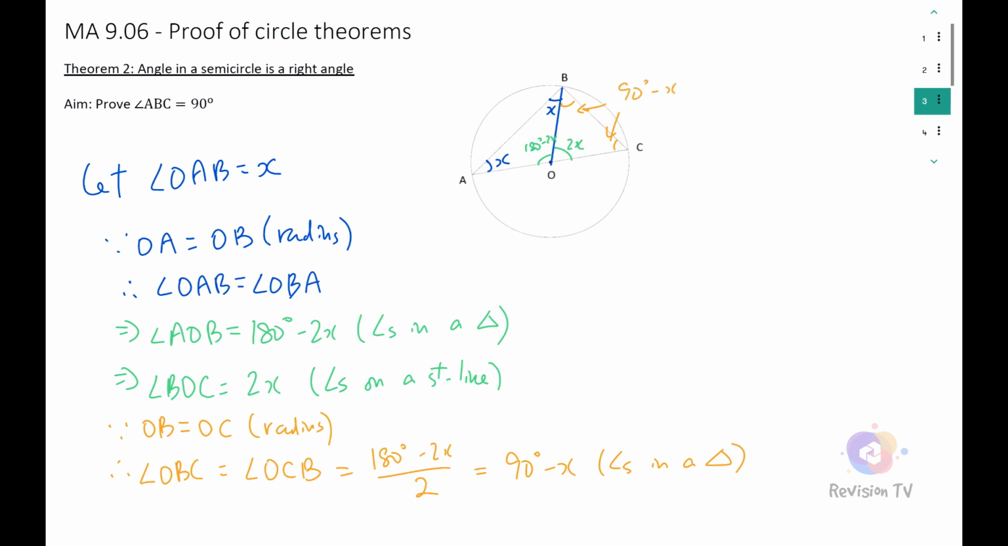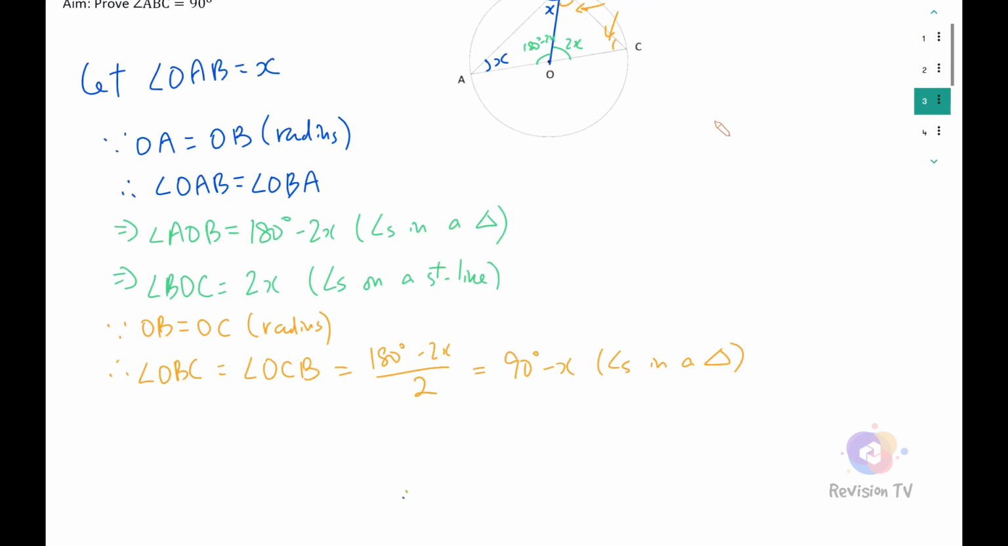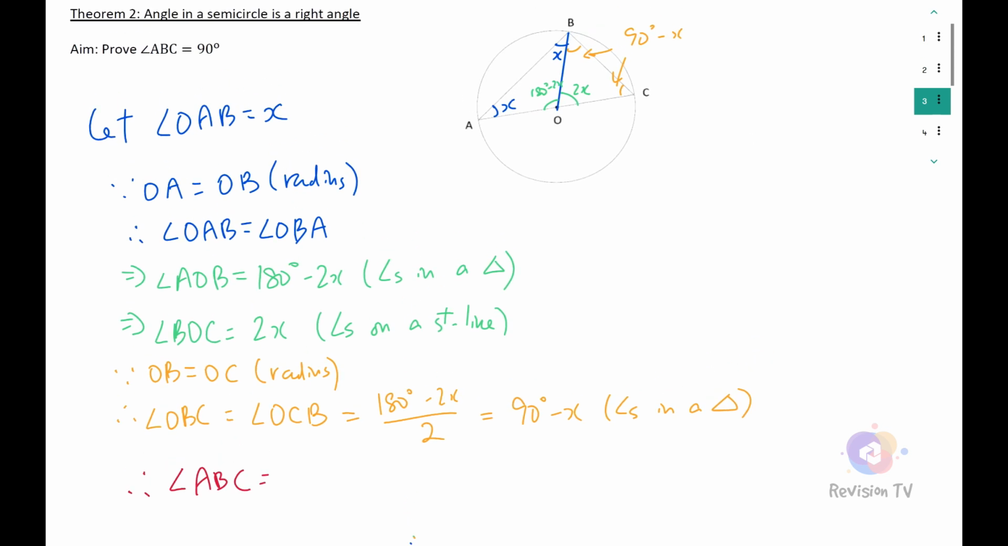So remember, all we need to prove is that the angle ABC adds up to 90 degrees. So we can do that. Now, once we know that ABO is x and OBC is 90 minus x, therefore the angle ABC equals the angle ABO plus the angle OBC, which is x plus 90 degrees minus x. If you simplify the algebra, you get 90 degrees. Proven.